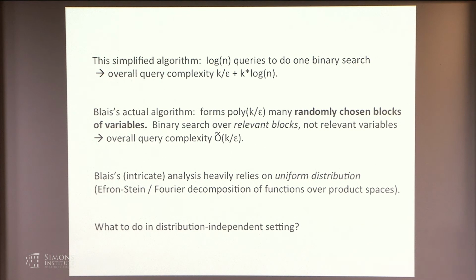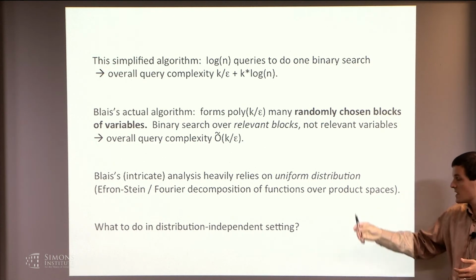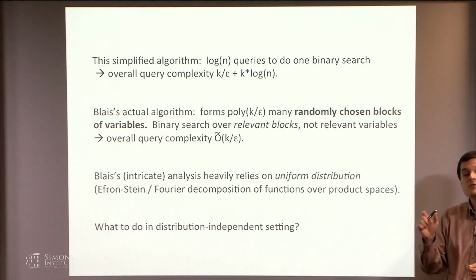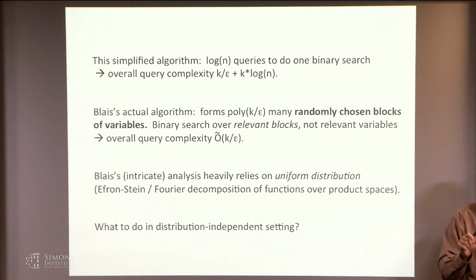His analysis heavily goes through this kind of Efron-Stein or Fourier decomposition. It crucially relies on product space structure, and his algorithm works for any product distribution, in fact. But, like Russell is suggesting, it was unclear to us for quite a while what to do in the distribution-free setting. So that's kind of a challenge.